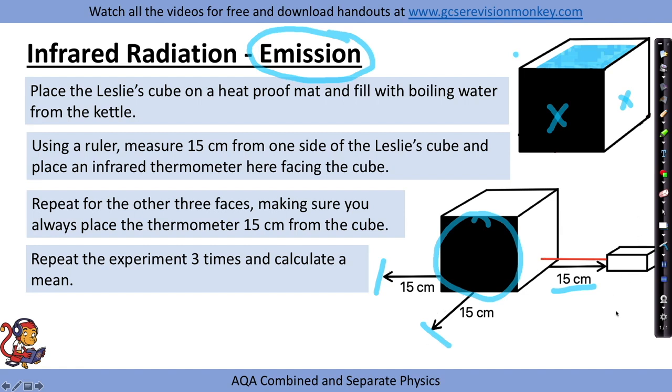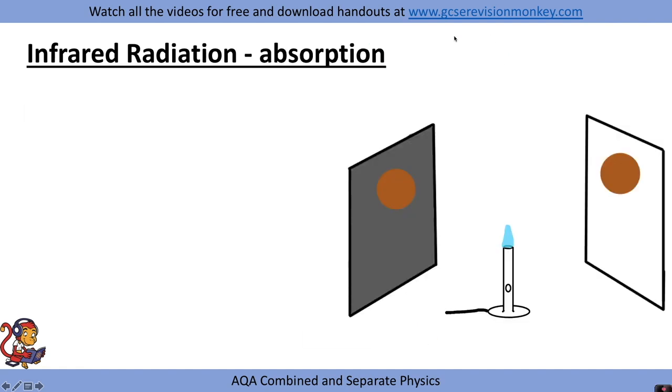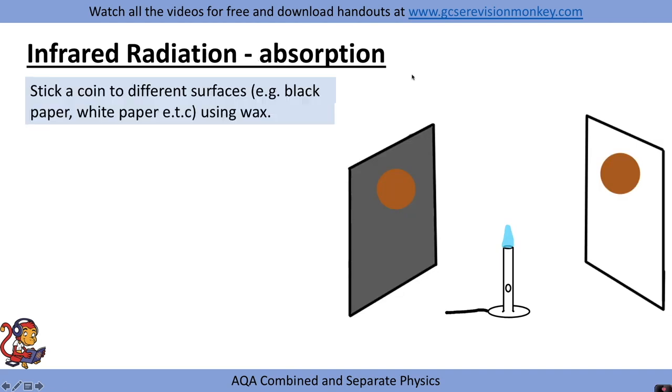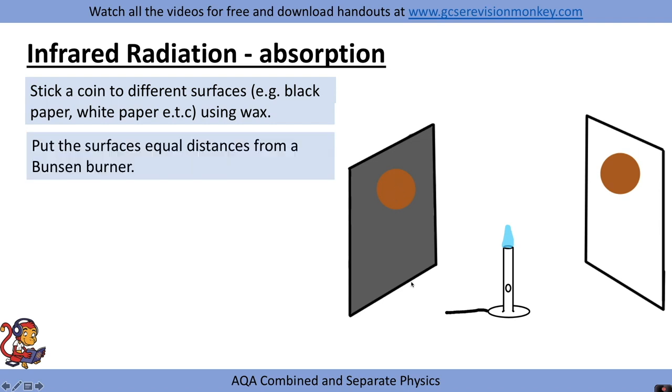Alternatively, you could be asked about the absorption of infrared radiation instead of emission. And in this practical, you would stick something metal, like a coin, to different surfaces, for example black paper and white paper, using wax. You would then put the surfaces equal distance from a Bunsen burner, so you'd measure with a ruler to make sure that they were exactly the same distance away, and this would be our control variable, the distance between the Bunsen burner and the material.